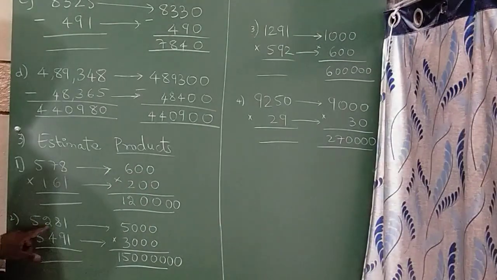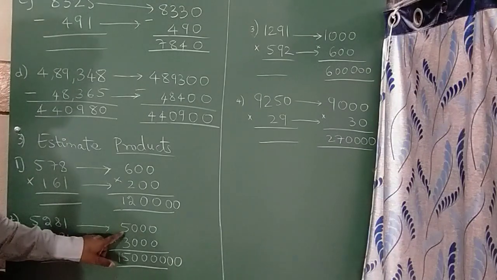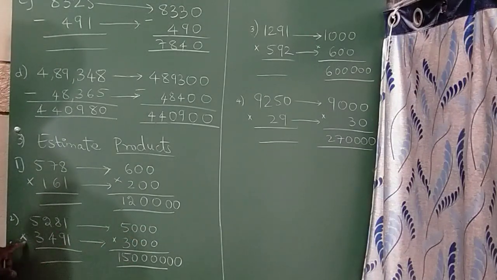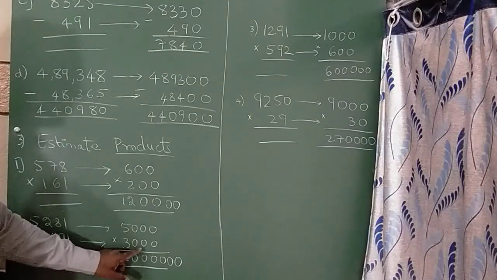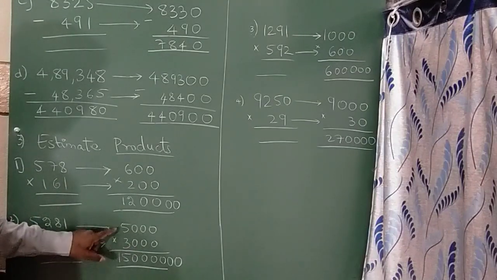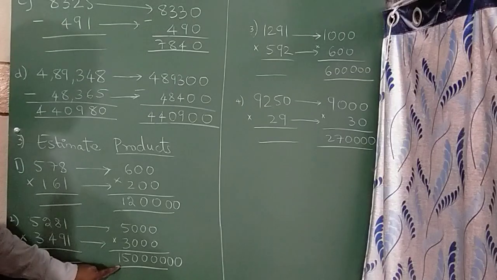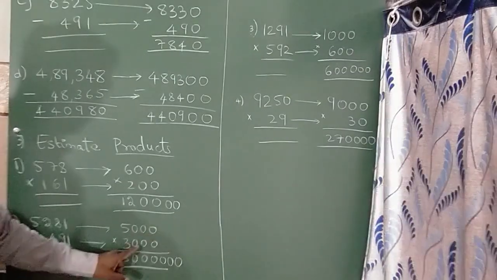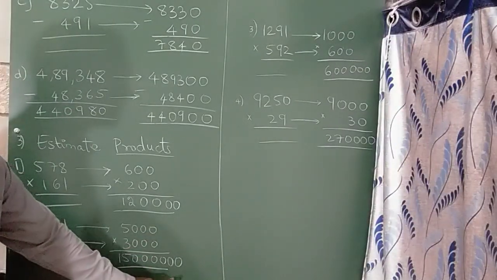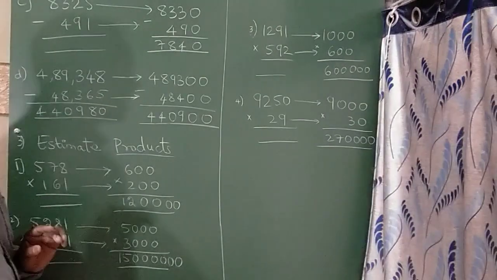Similarly, 5,281. The nearest rounding off is 5,000, into 3,491. The nearest will be 3,000. So multiply the numbers. 5 3s are 15. How many zeros are there? 1 2 3 4 5 6. So write here 6 zeros. This is the easiest multiplication.